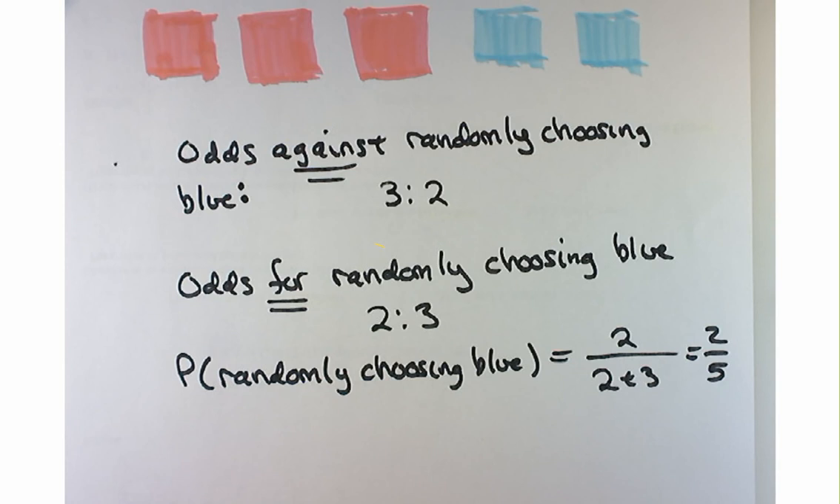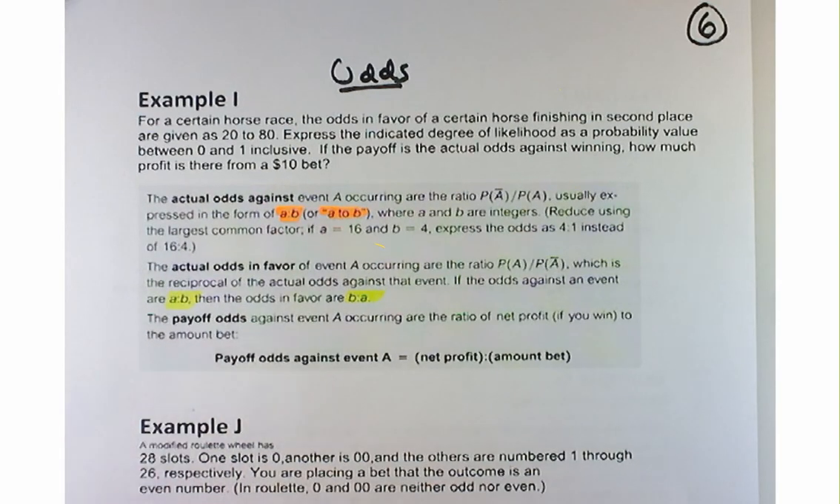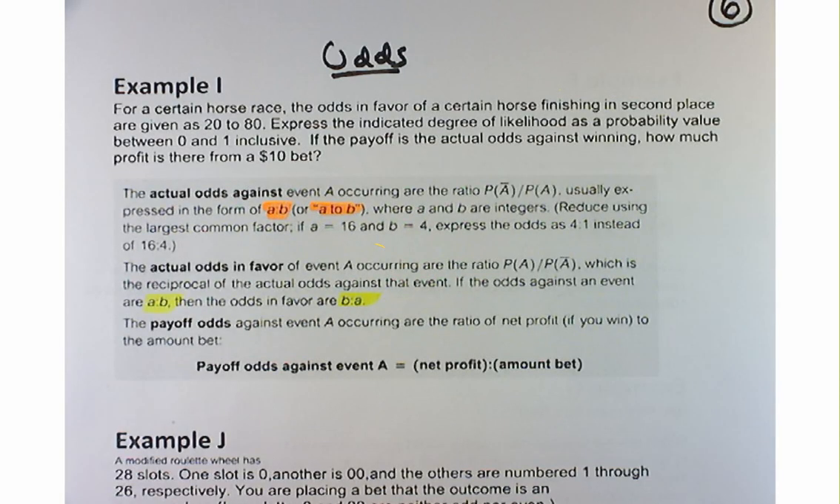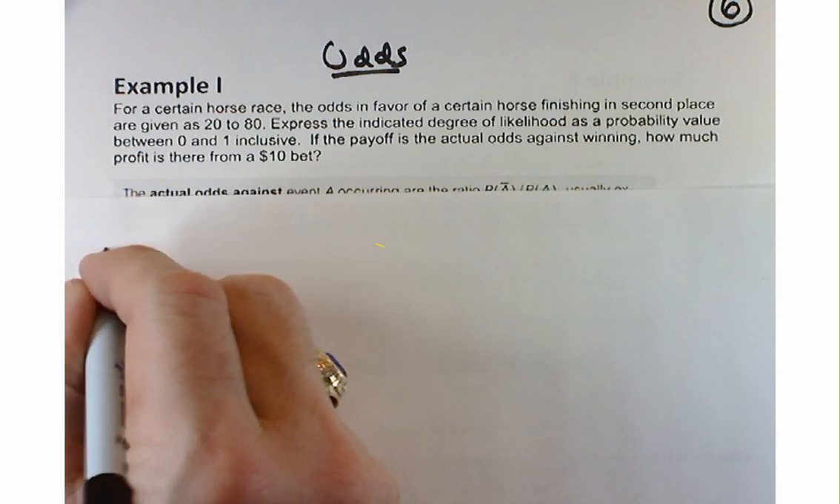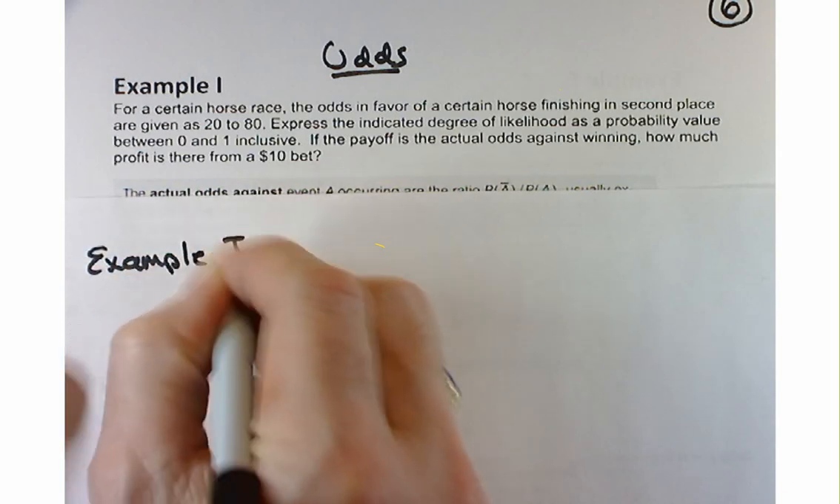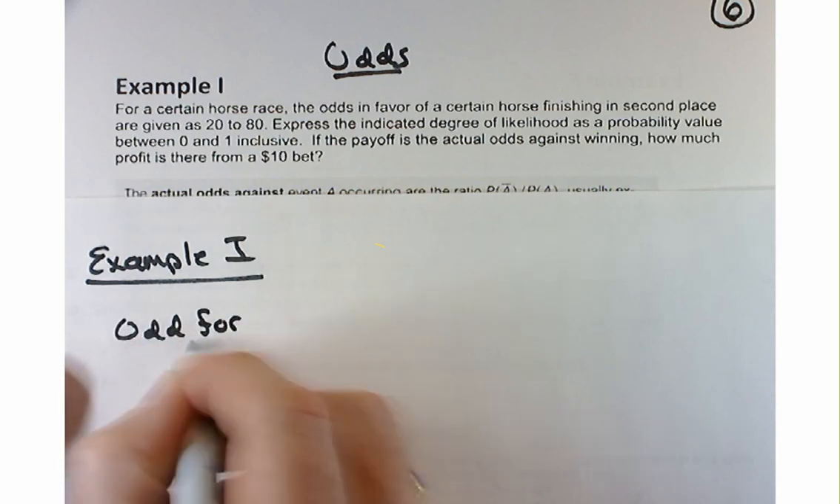Okay, thank you. Let's take a look at example I, and that's right here. For a certain horse race, the odds in favor of a certain horse finishing in second place are given as 20 to 80. Express the indicated degree of likelihood as a probability value between 0 and 1 inclusive, and we'll worry about the payoff odds and the actual odds, etc. in just a minute. So this is example I. And I want the odds for finishing second.